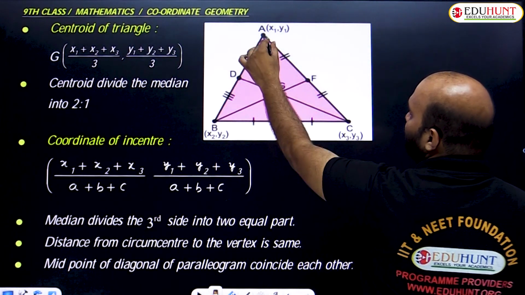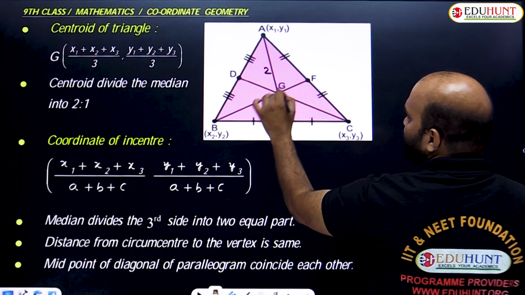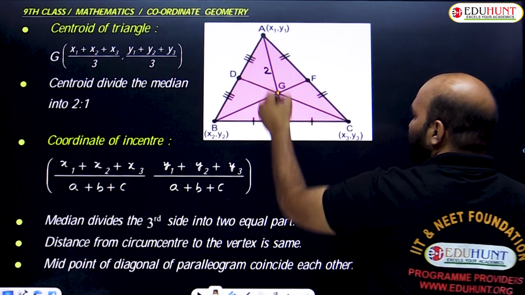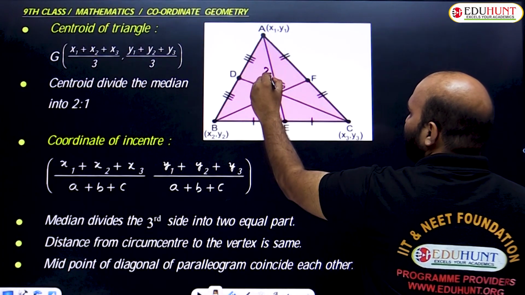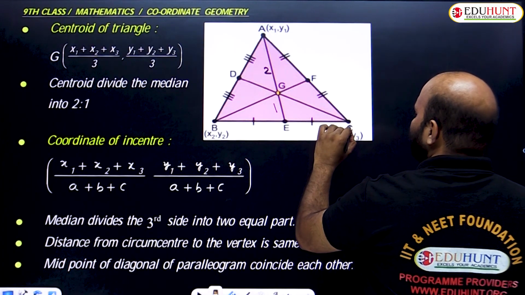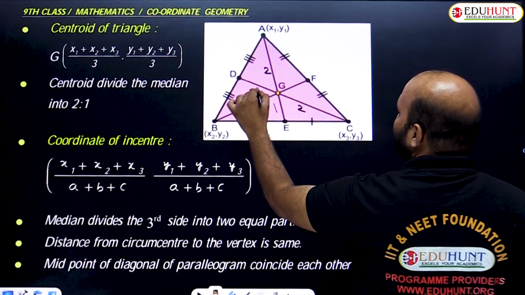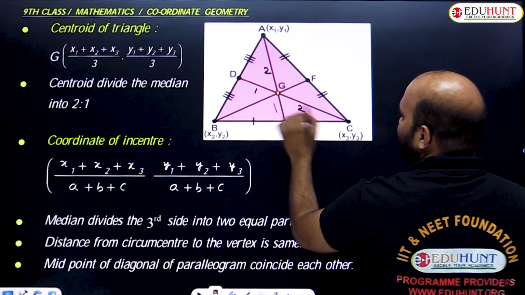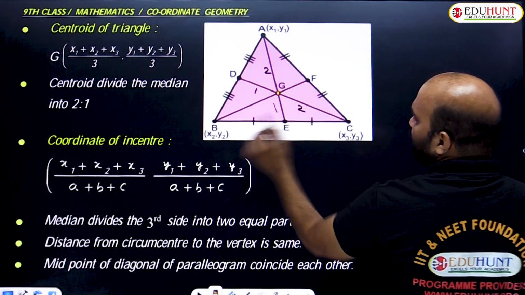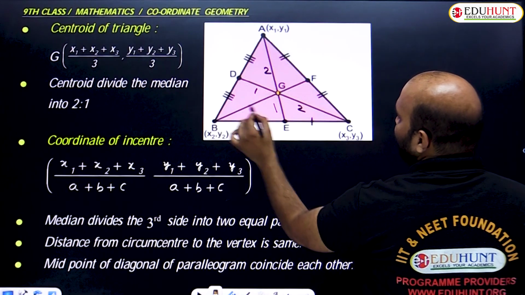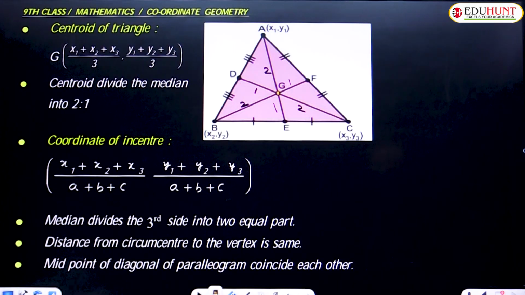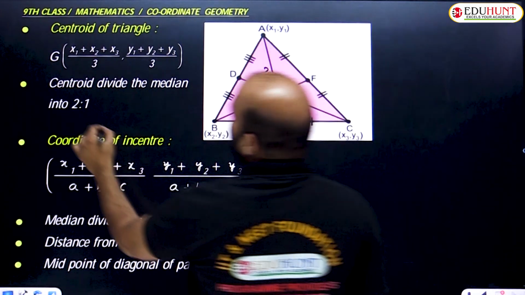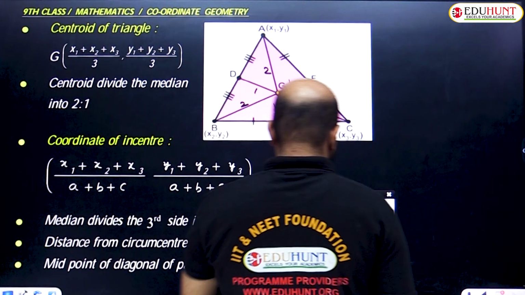So clearly, the centroid divides the median in the ratio of 2:1. AE is a median, so the centroid divides it in the ratio of 2:1. Here CD is also 2:1. The 2 parts are taken from the vertex, and the remaining part is 1. That is very important. So BF is also 2:1. Am I clear? So the centroid divides the median in the ratio of 2:1. Very important point. So next one.